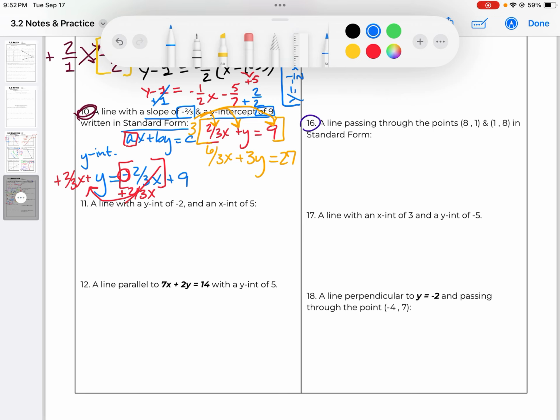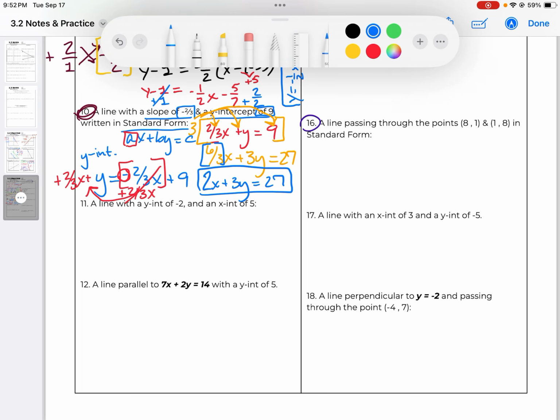And now our purpose in doing that was to eliminate this fraction. And so when you simplify 6/3, you get 2x plus 3y equals 27. And that is our final equation in standard form.